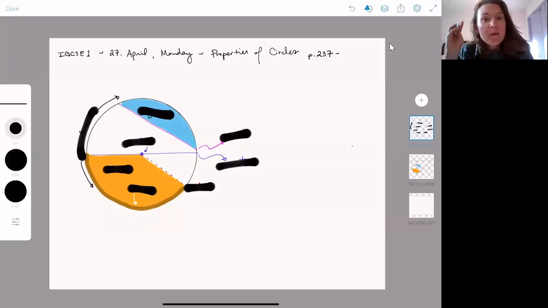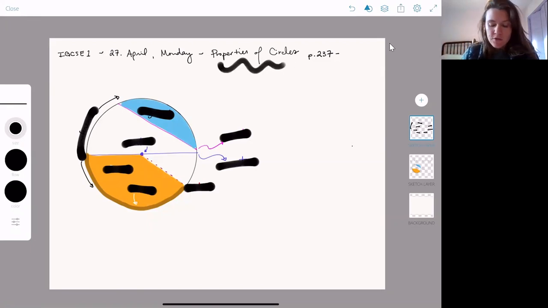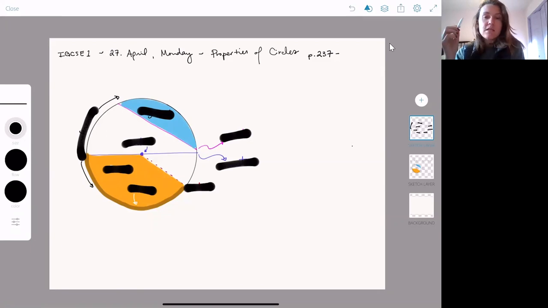Hey guys, so today we're starting something slightly new, still part of the same unit, but we're going to be learning about the properties of circles starting today. It begins on page 237 of your book, but we'll end up extending that with a couple exercises. So first we need to review some vocabulary.